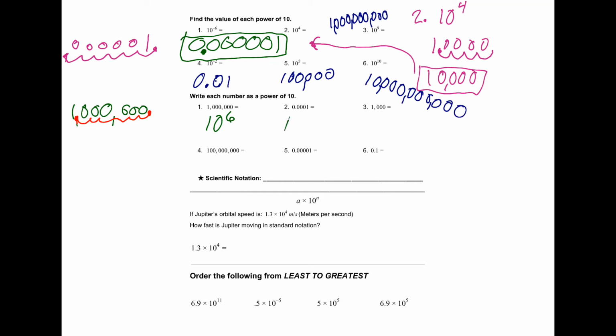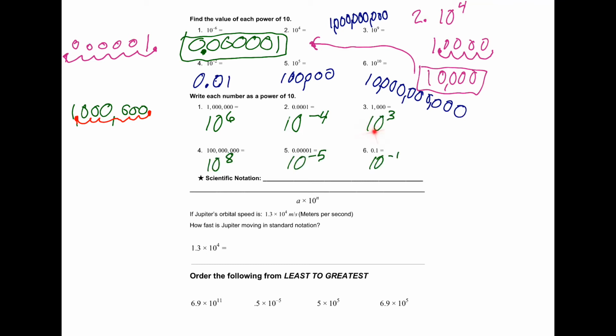Number 2, it's going to be 10 to the negative. First of all, I know it's going to be negative because my number is smaller. It's got that decimal in it. And then I count 4 zeros, so 10 to the negative 4th. All right, go ahead and try those other 4 on your own. Pause the video.